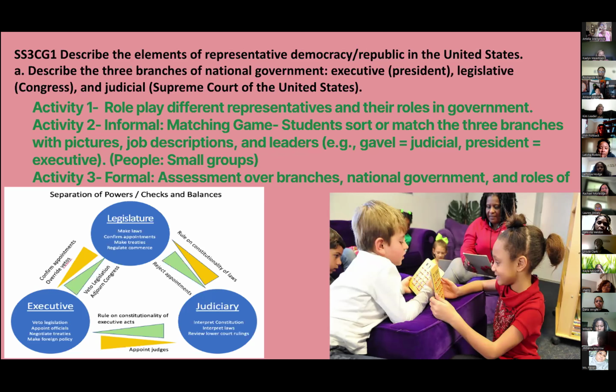My activity number two, which is informal, is a matching game, and the students will sort and match the three branches with pictures, job descriptions, and leaders. The reason why I picked certain things, like a gavel, is that it's not so easy, like kindergarten matching, or first grade or second grade. Like, what does a gavel represent? The presidential, maybe the flag, like what they have on their jackets or blazers.